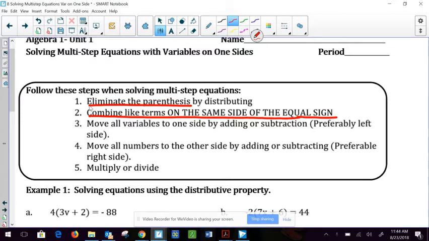A like term would be having something like 2x plus 5x on the same side of the equal sign. Say that is equal to 14. What are 2x's plus 5x's? 7x is equal to 14.